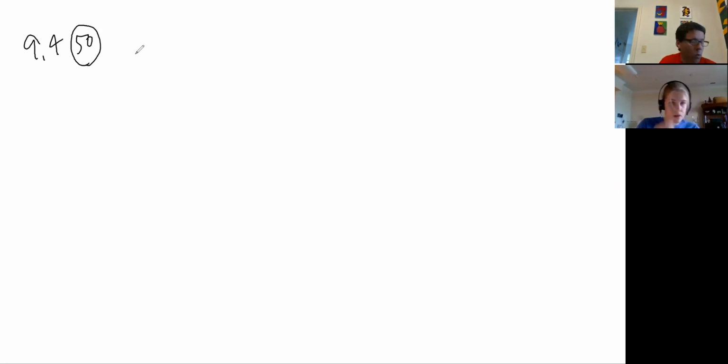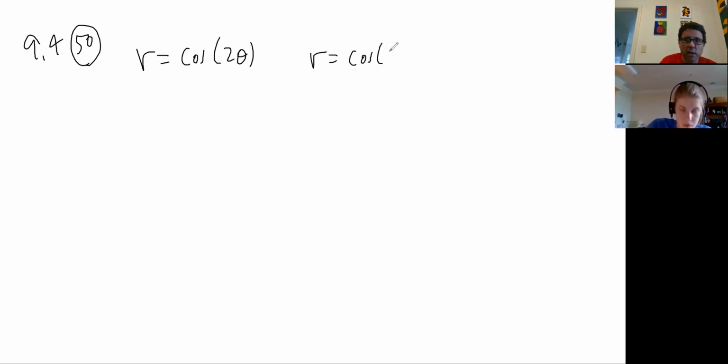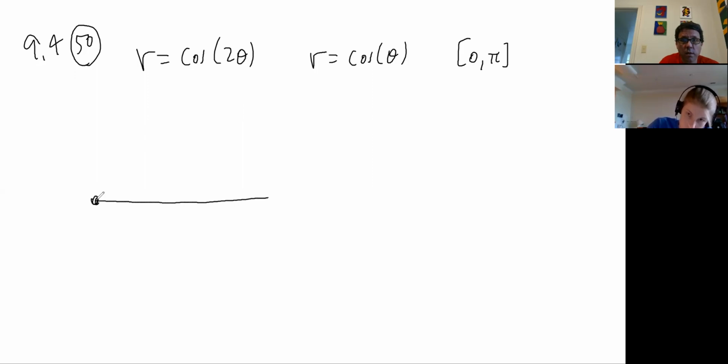Okay, so this says r = cos 2θ, and r = cos θ, with θ from 0 to π. I want to find the points of intersection of these two curves. I think we did this one, right?